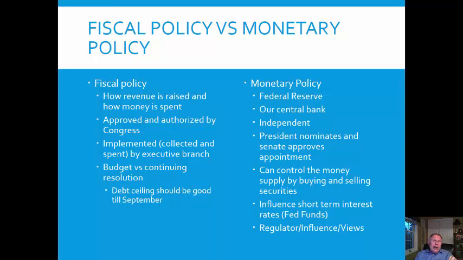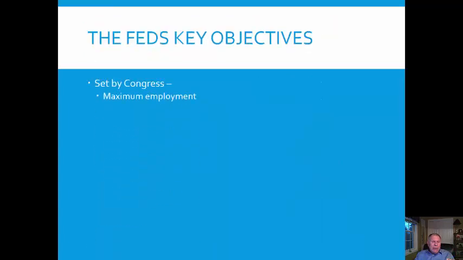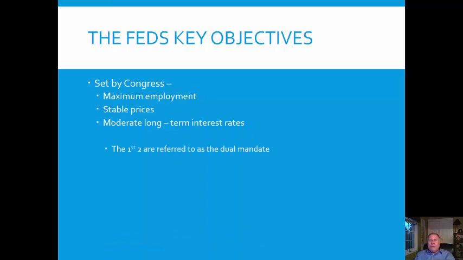Now, the Fed has a couple of key policies that are set by Congress. Maximum employment, stable prices, moderate long-term interest rates. The first two are what's referred to as the dual mandate. Now, we've been in an environment where we're almost at full employment today. Okay, when you look at the numbers, the number of people, we're at full employment. Stable prices. Our prices have been very stable. We're not even growing at 2%. So that's stable, moderate long-term rates. So the Fed is actually doing what they said they'd be doing.